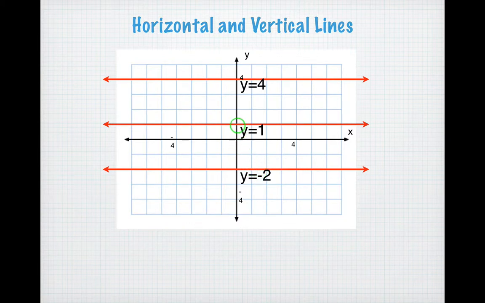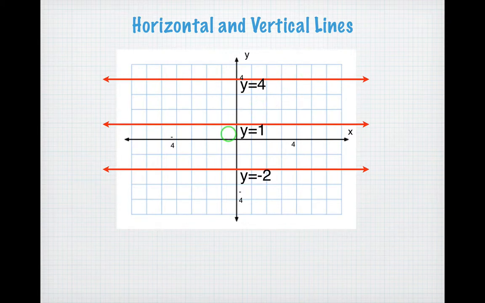And here you have a line where y equals 1. See, here's 0, 0. I move up 1. This is y equals 1. On this entire line, y equals 1. And this is a line y equals 4.